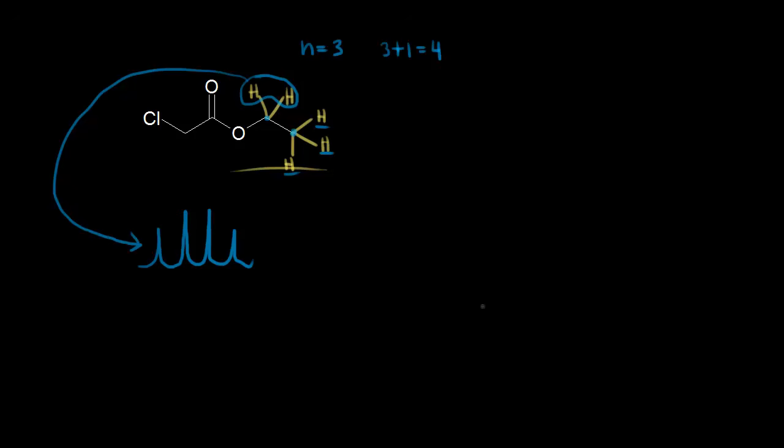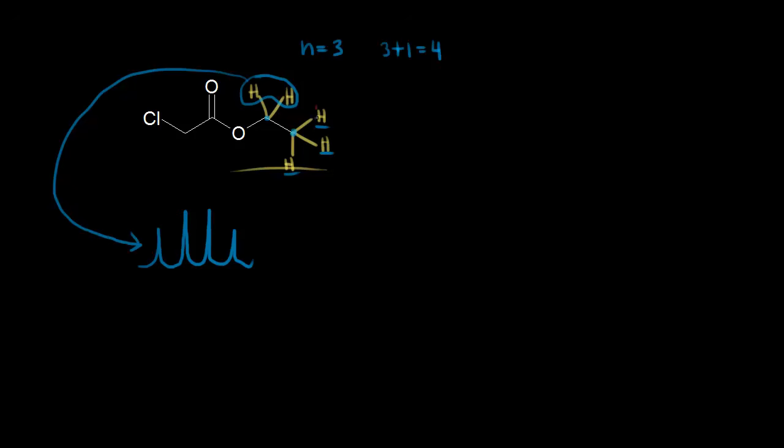So 3 neighboring protons. So n is equal to 3. Using the n plus 1 rule, we expect n plus 1 peaks. So 3 plus 1 is equal to 4. We would expect a signal with 4 peaks, so we would expect a quartet. Let me go ahead and draw that down here. So we would expect a quartet for that signal. This is supposed to represent what you would see on an NMR spectrum.